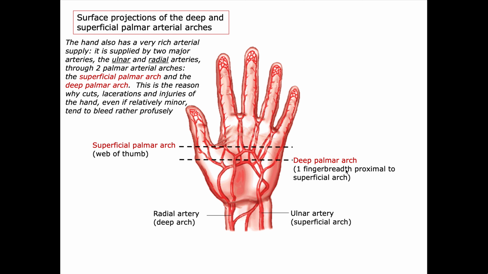So what is the landmark? First finger breadth proximal to my superficial arch. You just put a finger here, and this distance is of a finger. If any injury is a finger breadth below the web of the thumb, that means I am talking about the deep palmar arch. We are not saying injury has occurred to the deep arch or injury has occurred to the superficial arch. We'll give you these landmarks. Be careful, watch out. These points are really important.